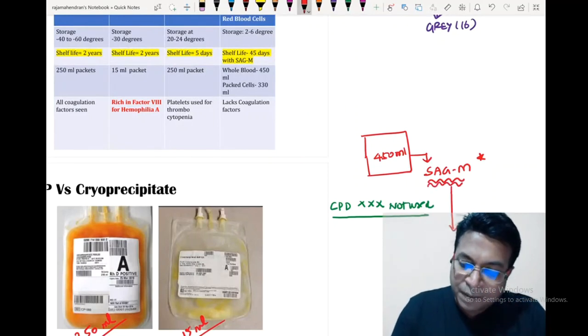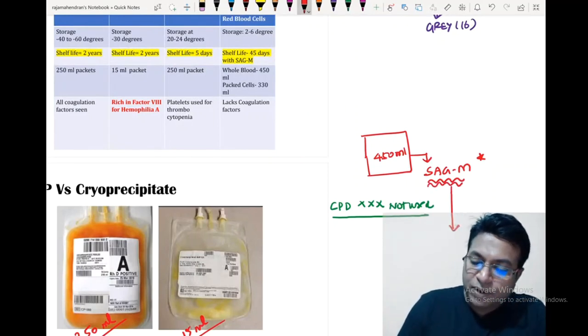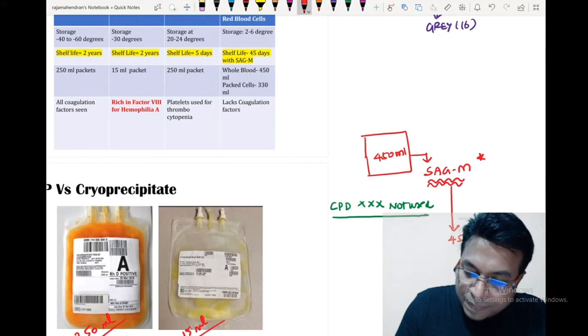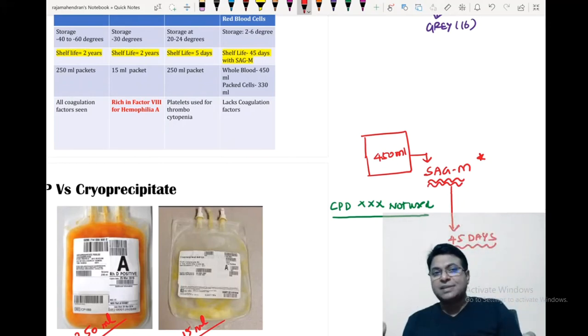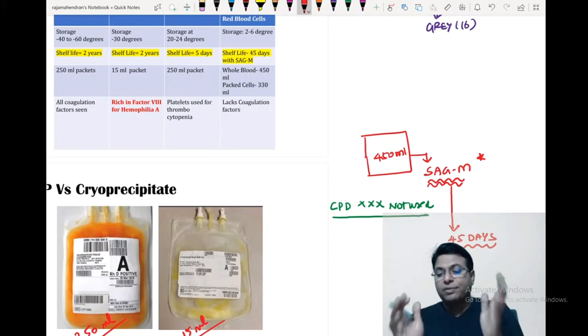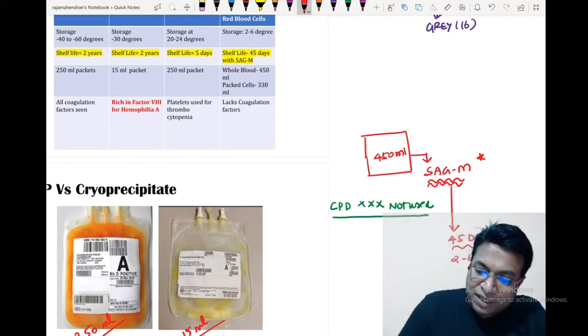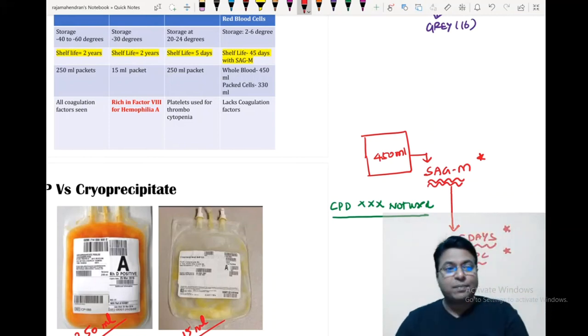So please remember, this can store the blood for 45 days. Whole blood, what you are taking from the donors, can be stored in the fridge at 2 to 6 degrees centigrade. Very important MCQ: how long can you store the blood? It is for 45 days. At what temperature do you store the blood? 2 to 6 degrees centigrade.